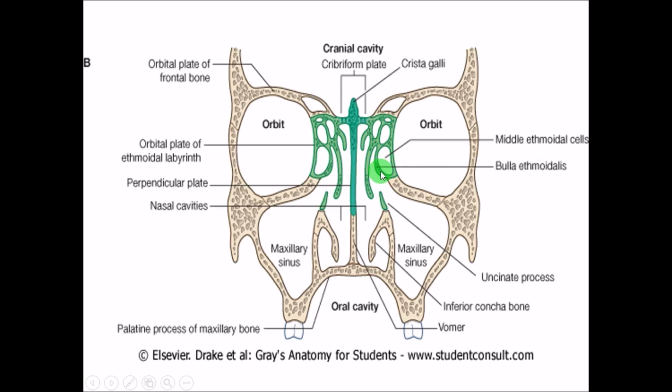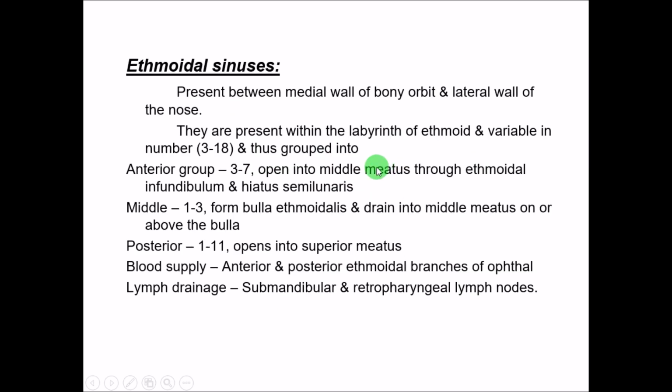So this elevation within the lateral wall of the nose, the bulla, is formed by the middle ethmoidal air sinus, which drains into the middle meatus on or above the bulla. They open on or above the bulla. So the middle as well as the anterior group open into the middle meatus, but the posterior group, usually numbering from 1 to 11 sometimes, opens into the superior meatus.